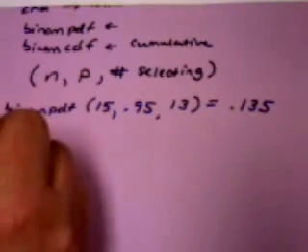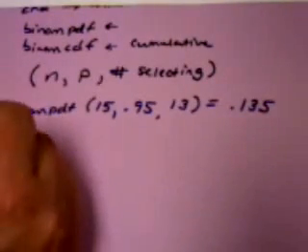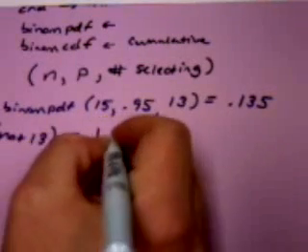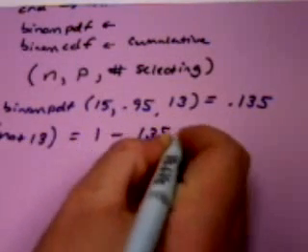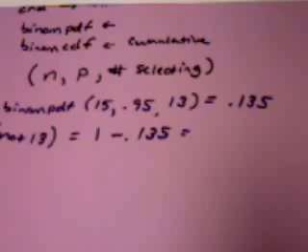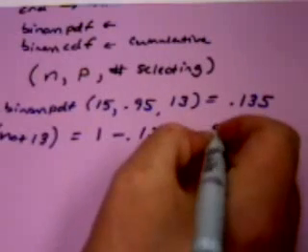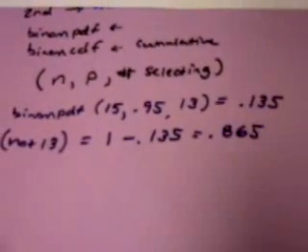So if I want to find not 13, then I just do 1 minus 0.135. The reason we do that is because it's just the complement. So it's 0.865. So the probability that the number of people who recognized the brand name is not 13 is 0.865. That doesn't tell you how many there are.